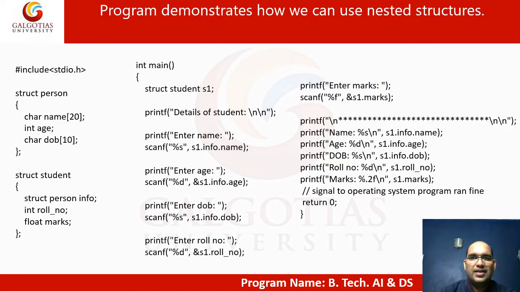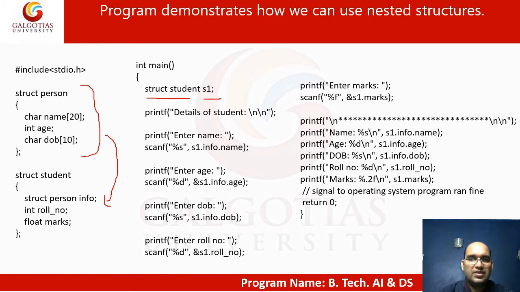Now let's try to understand the nesting of the structure using a program, right? So #include <stdio.h>, struct person, and the person will have the three fields, that is the name, age and date of birth. Then struct student. In the struct student, the first thing that we have is the struct person info, right? And then student roll number and student marks. So coming to the main program, int main, struct student s1. So s1 is declared as a variable of type struct student, right?